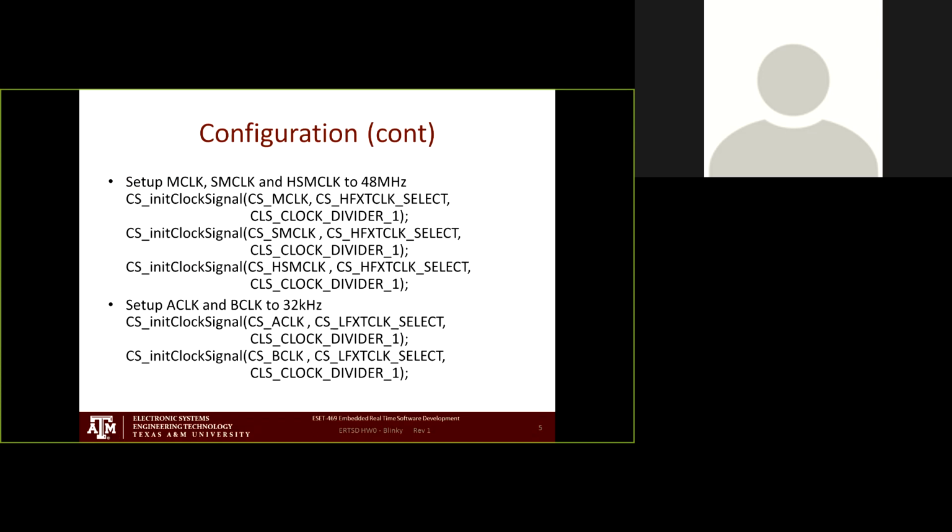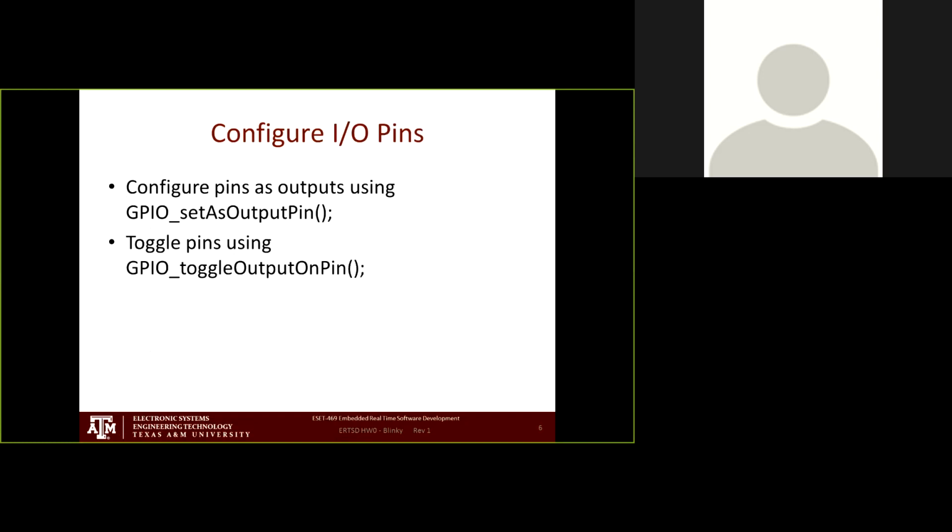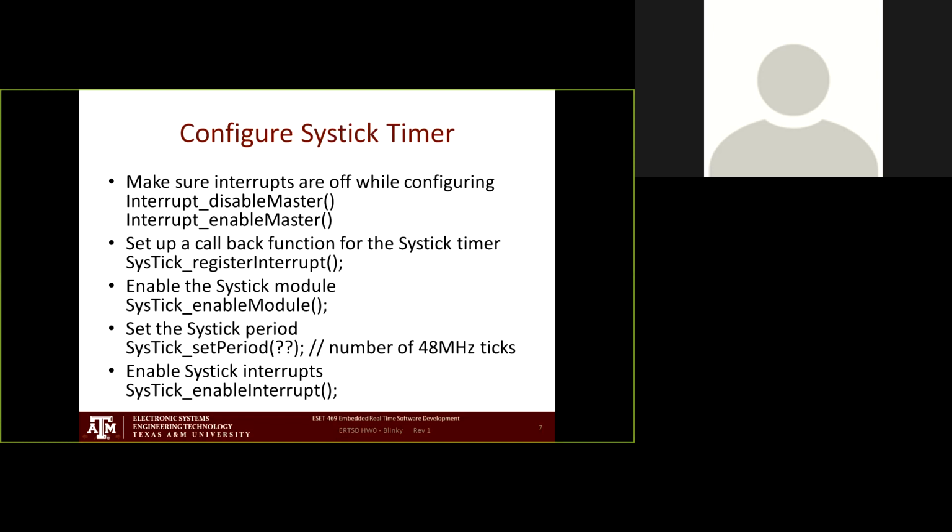So you've got the various clocks that you want to set to 48 megahertz and various clocks you want to set to 32 kilohertz. Again, you probably don't need to set all of these; I like to, just to be thorough. And then, of course, you're going to need to configure your output pins. Then you can use this GPIO toggle output on pin to blink things on and off.